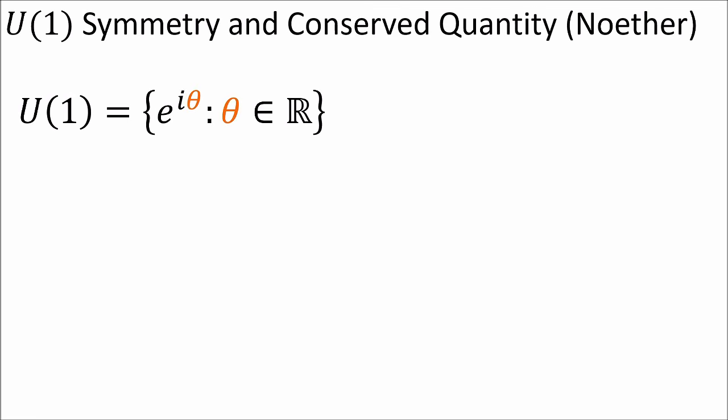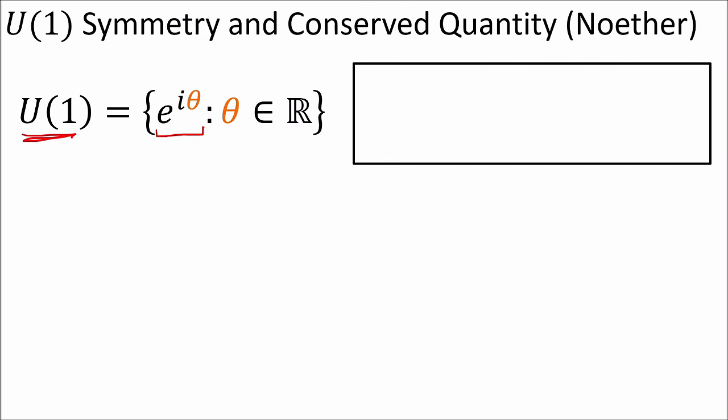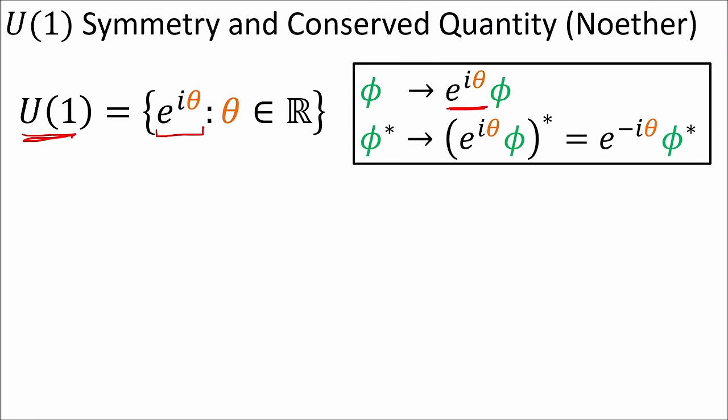Now, to understand electric charge, we'll look at this Lagrangian's U1 symmetry, where U1 is the group of all 1x1 unitary matrices, which is just the set of complex numbers with magnitude 1. If we transform phi by multiplying it by a complex phase, then phi star will transform with the same complex phase but in the opposite direction, since the complex conjugate will change the sign of the i in the exponent.